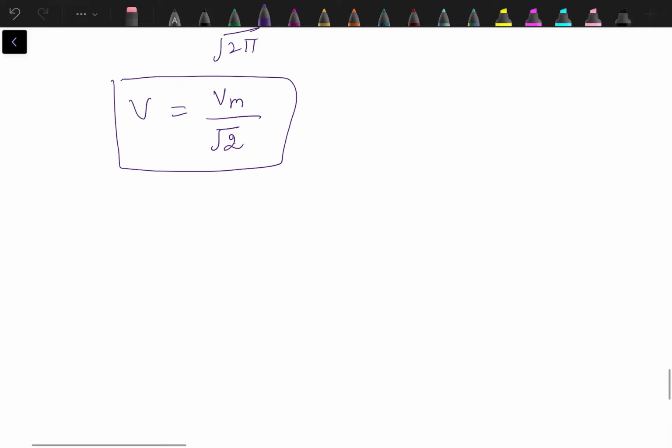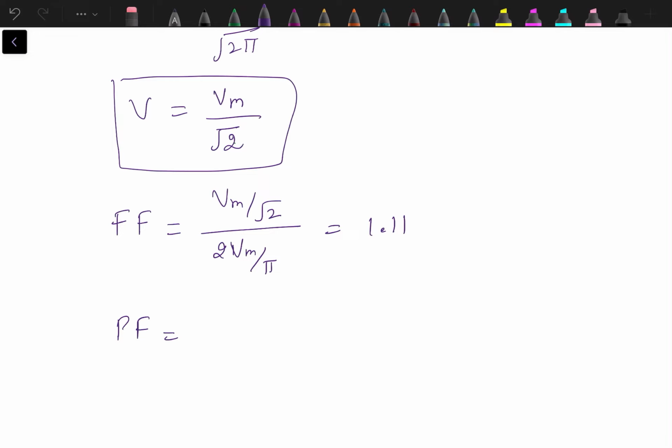Now our question was also to find the form factor, which is the ratio of RMS to average value. RMS value is Vm by root 2. Average value is 2 Vm by pi. This one comes out to be 1.11. Peak factor, the ratio of maximum to RMS value, is root 2 or 1.414.